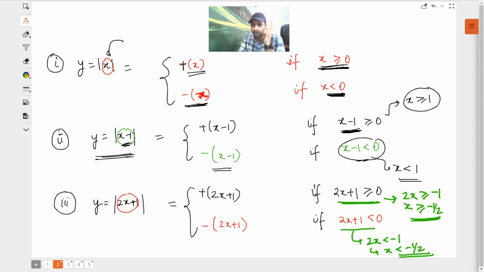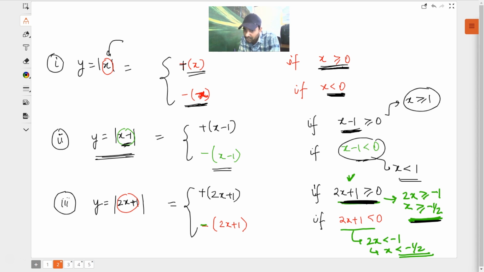Number one, how to open the modulus? Whenever the thing written inside it is positive, I'll open with a plus sign. If the thing written inside the modulus is negative, I'll open the modulus by writing a negative sign. From here I have solved this inequality, right? This is saying that for x greater than or equal to minus half, this particular thing is true. That means 2x plus 1 will be greater than or equal to 0. When will 2x plus 1 be greater than or equal to 0? When x is greater than minus half. That means when x is greater than or equal to minus half, this thing will be positive.